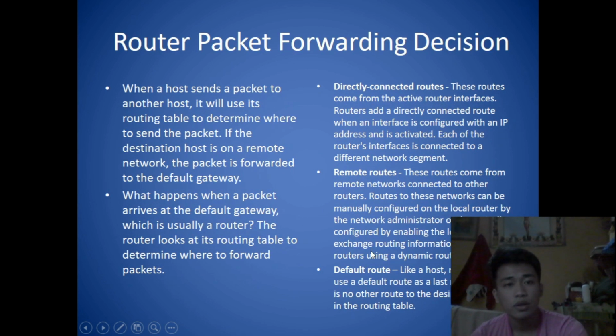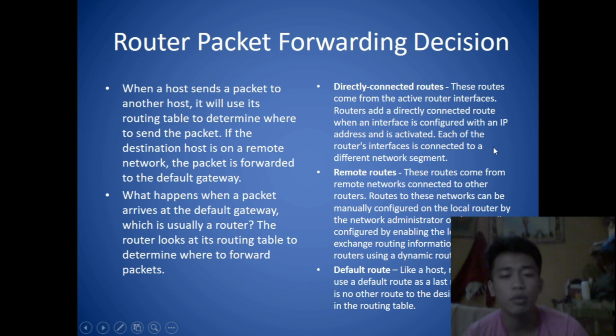So, router packet forwarding decision. We have directly connected routes, remote routes, and default routes. Directly connected routes come from the active router interfaces. A router adds a directly connected route when an interface is configured with an IP address and is activated. Remote routes come from remote networks connected to other routers. A default route is like a host default route; a router also uses a default route as a last resort if there is no longer match to the desired network in the routing table.